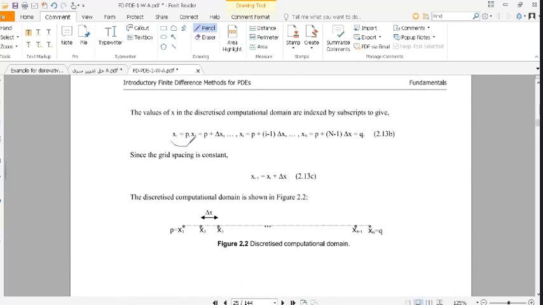x1 equal P. Everybody, you can write the start point as x0, or you can put x1. It is optional. It is not important. You can start with x0 or x1.